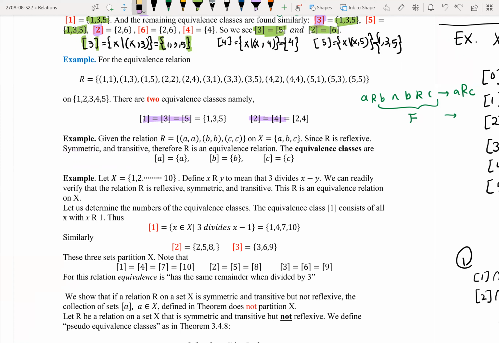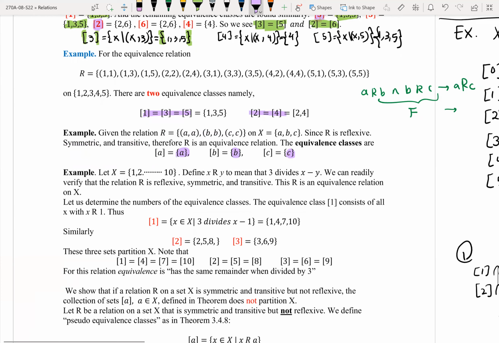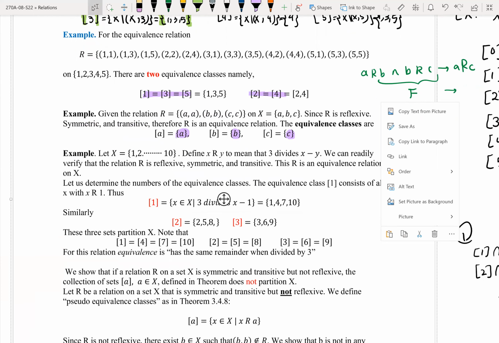Okay. So for this one, your class of equivalency for A has only A. Class of equivalency for B has only B. The class of equivalency for C has only C. Okay, which is okay. Is it a partition?